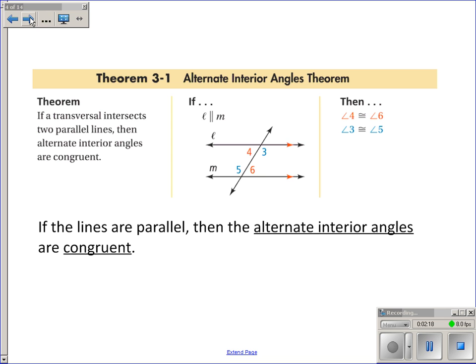Okay, the alternate interior angles theorem is a theorem. So we actually would need to prove this one before we can use it. And the theorem states that if a transversal intersects two parallel lines, again they must be parallel, then the alternate interior angles are congruent. For example, 3 and 5 would be congruent because they're alternate interior angles and the lines are parallel. In slightly simpler terms, if the lines are parallel, then the alternate interior angles are congruent.